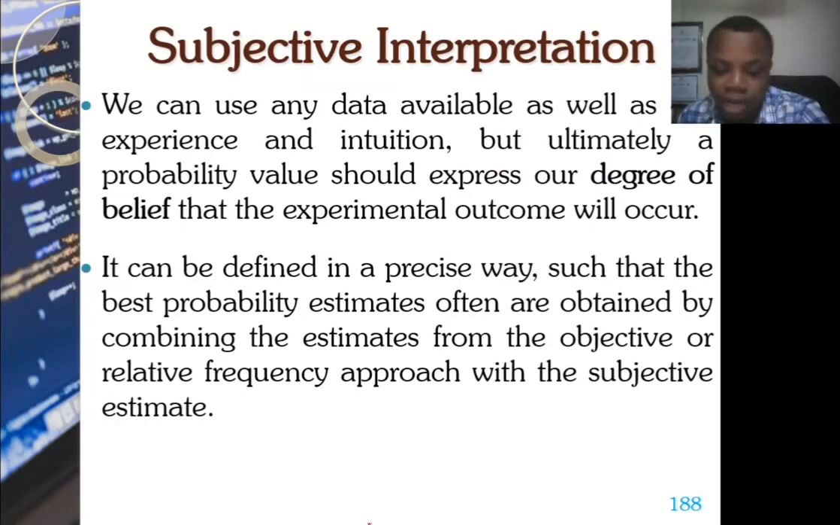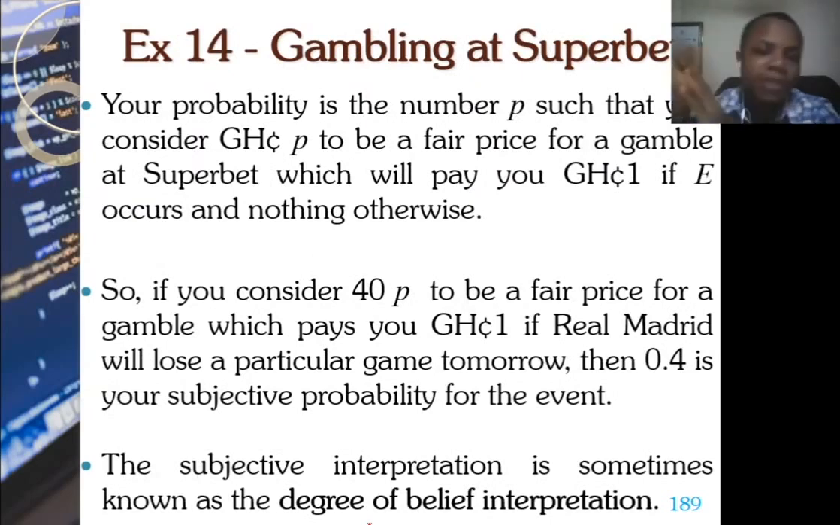Now let's look at an example of this subjective reasoning or interpretation. For those of you who have visited gambling institutions such as Supabets, normally you go there and meet so many games being displayed. It could be soccer, it could be anything. So suppose that for a specific game you consider 40 pesos to be a fair price for a gamble which pays you 1 Ghana cedi if Real Madrid should win a particular game tomorrow. Then 0.4 is your subjective probability for that event.